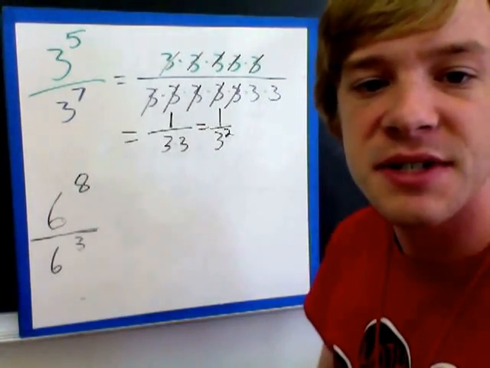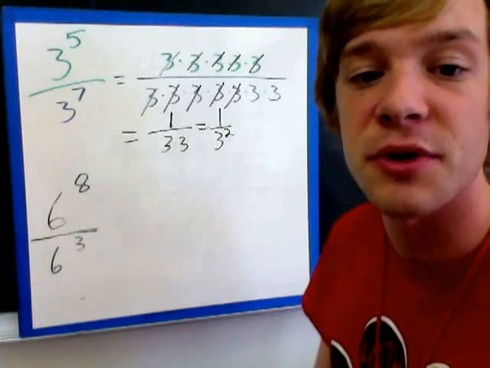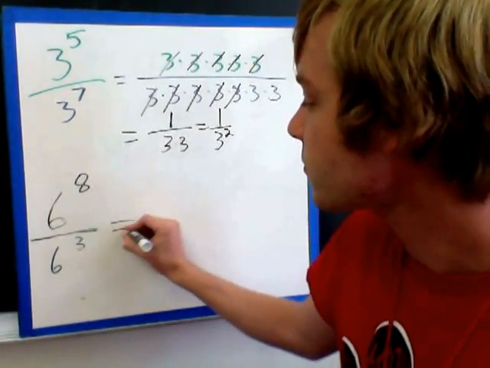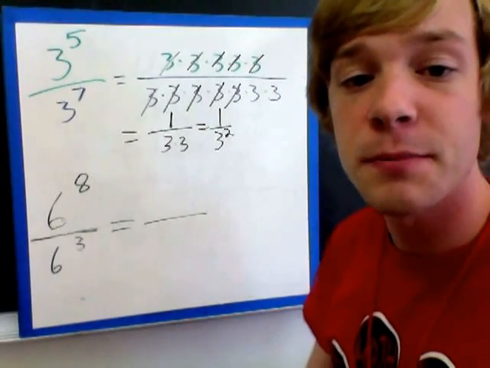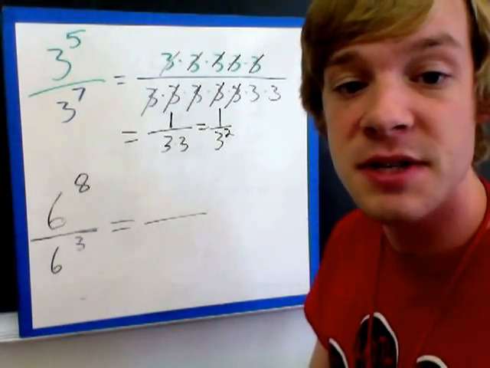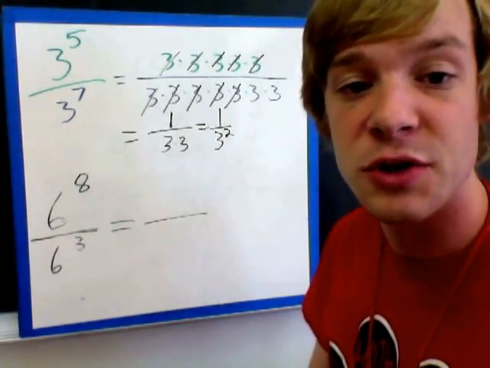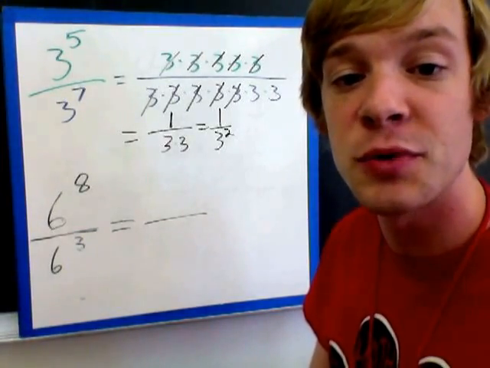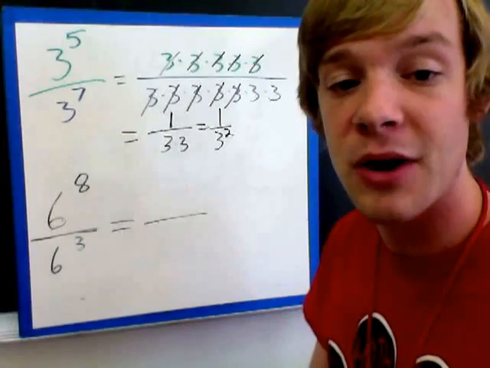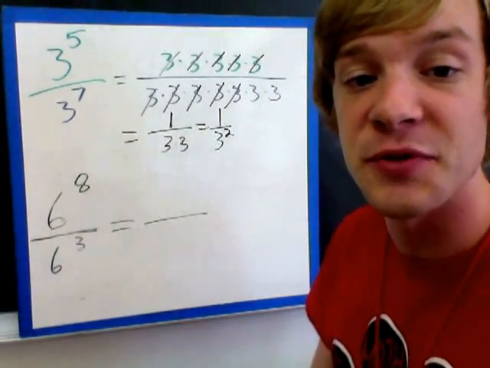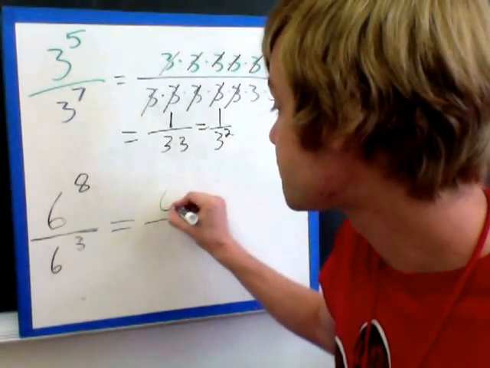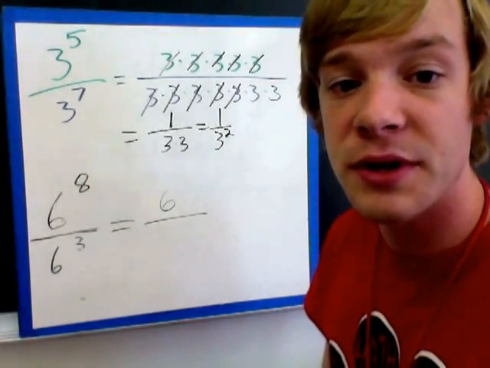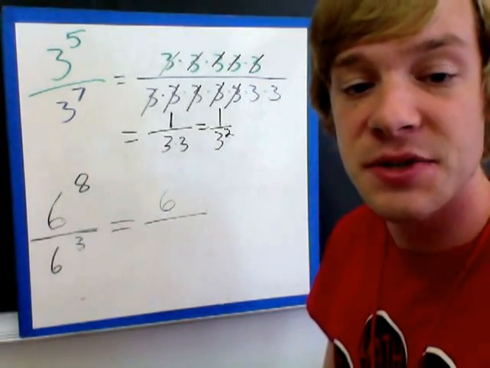So here I have 6 to the 8th power over 6 to the 3rd. And what I'm going to do is I'm going to write out a new fraction, and I'm going to put my base of 6 wherever it has the largest power. So for instance, here I've got 6 to the 8th power in the numerator, so since that's the larger power, I'm going to put a 6 in the numerator of my new fraction. Just like that. And then I am going to have 8 minus 3 as my power.